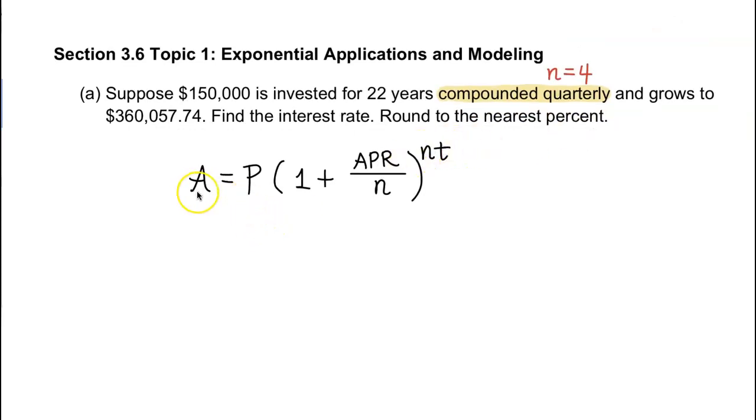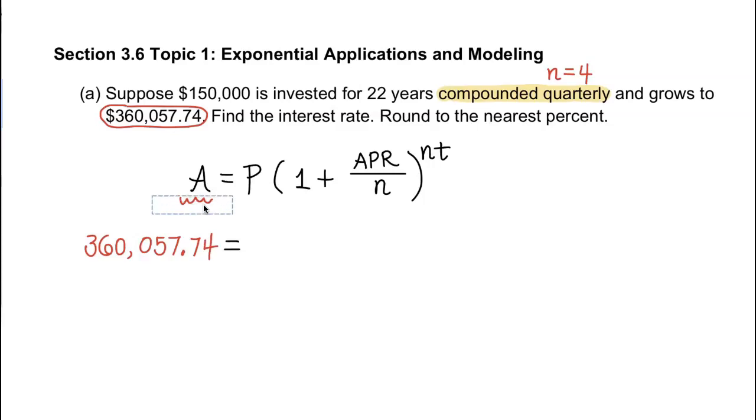Let me start with the one on the far left. A represents the ending amount, the final amount that we have at the end of the investment period. They said the money will grow to $360,057.74, so we're going to write that on the left side of the equal sign. Let's go to the right side of the equal sign.